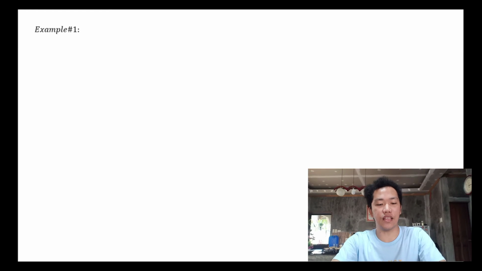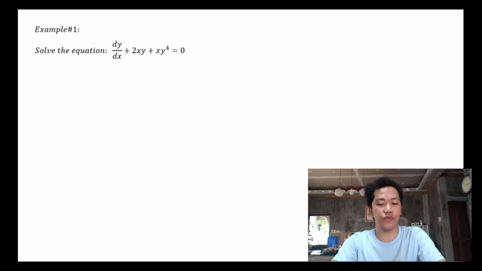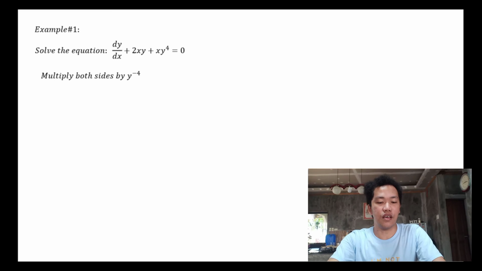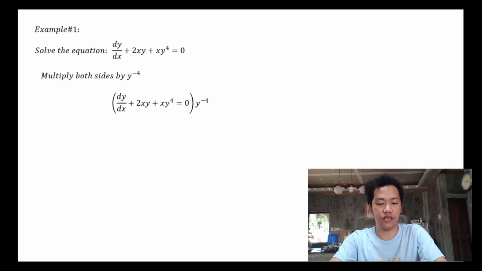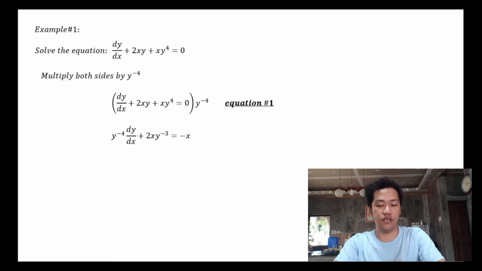So para mas maintindihan natin, magbibigay tayo ng example. So ito yung example number 1. Solve the equation dy over dx plus 2xy plus xy raised to 4 is equals to 0. So yung first step natin is multiply natin both sides by y raised to negative 4. Para ma-achieve natin yung first equation natin which is y raised to negative 4 dy over dx plus 2x y raised to negative 3 is equals to negative x.